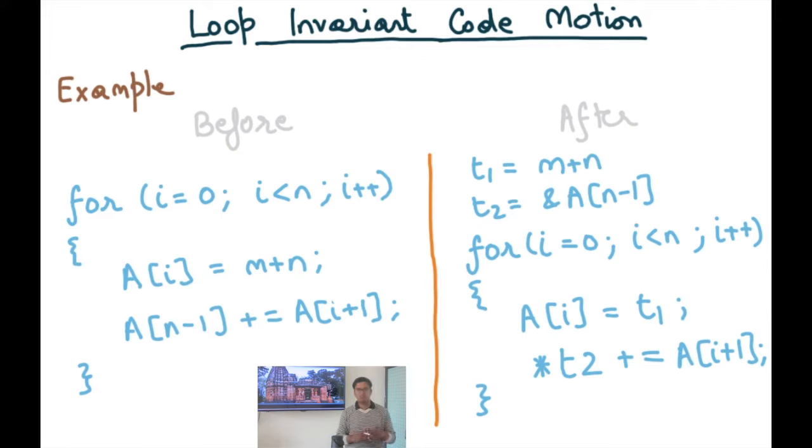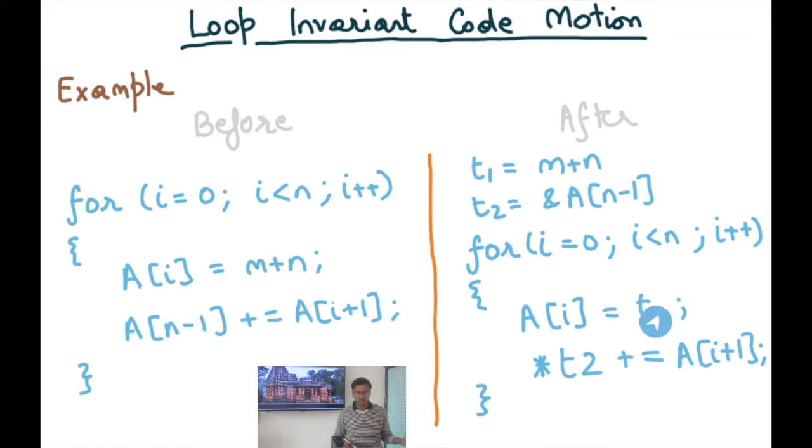Now this is likely to be a beneficial optimization if the loop is going to execute at least a few number of times, potentially a large number of times, maybe tens of times or hundreds of times or even thousands or millions of times. In which case this is a very useful optimization, because using it we are saving potentially millions of operations if the loop had a million iterations. Alright, so now the loop just becomes a[i] equals t1 and *t2 plus equals a[i+1].